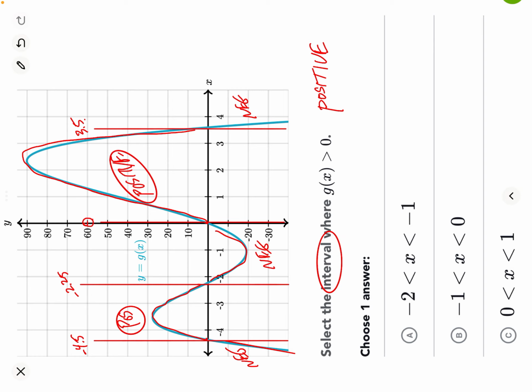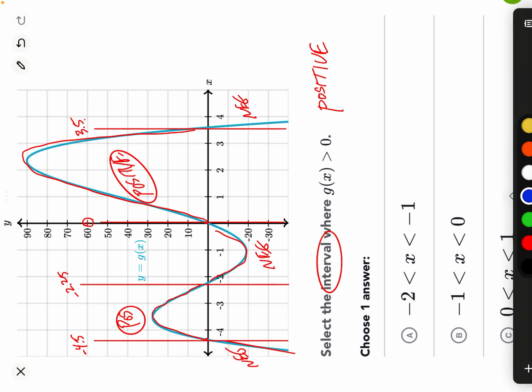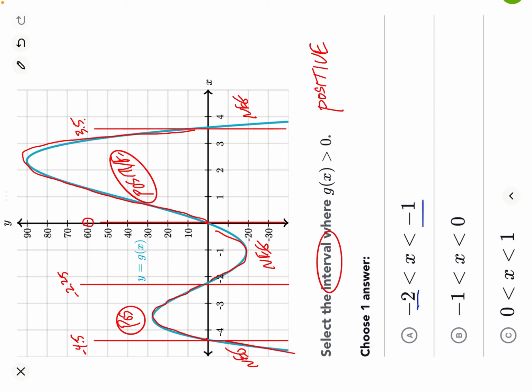So if we look at this, I'm going to change the colors to blue. From a negative 2 to a negative 1, that's going to be this portion of the graph right here. That's negative. We can see that it's below the x-axis, so that's not the answer. If we go from a negative 1 to 0, we're going to go from here over to here, and we can also see that that is below the x-axis. So that's not the answer. So it's got to be C.